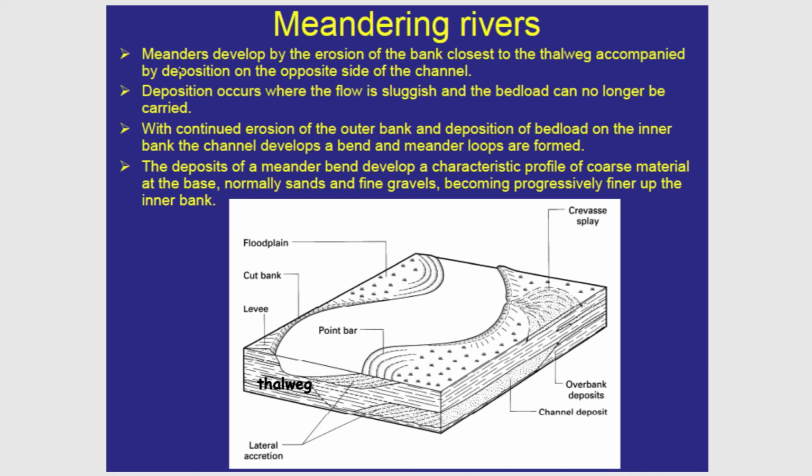So if we summarize, meanders develop by the erosion of the bank closest to the thalweg, which is the deepest part of the river, where you have the highest velocity, accompanied by deposition on the opposite side of the channel, which I've mentioned. Deposition occurs where the flow is sluggish. So yes, the velocity here will be slower in the internal part, and the bed load can no longer be carried because of that, and this is why you form those accumulations.